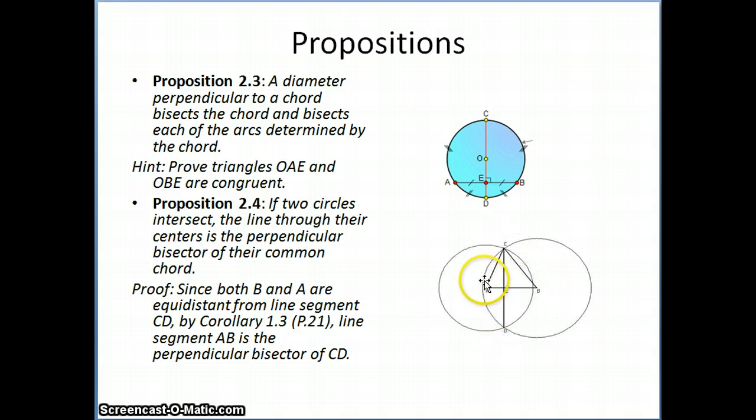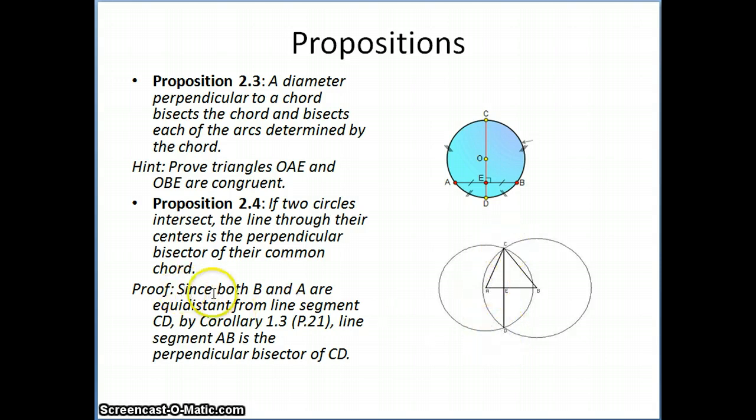Similarly, if we look at the point A, the center of the smaller circle, AC is the radius of the small circle, and AD is also the radius, because C and D are both on the circle. So from the center to a point on the circle, that's the radius. So AC is the radius, AD is the radius, so AC is congruent to AD. That means A is also equidistant from these two points, C and D.